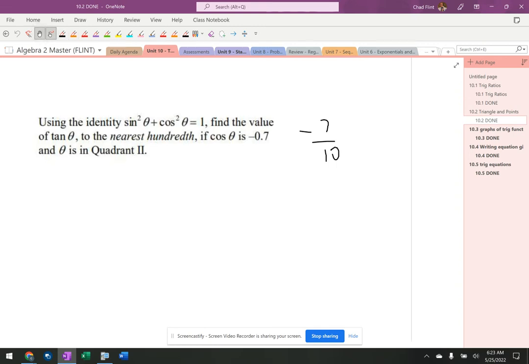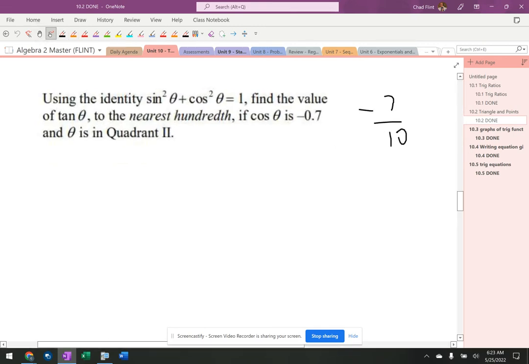All right, so here's another one of these problems that has sine squared plus cosine squared equals 1 involved with it, and then it says find the value of tangent theta to the nearest hundredth. So originally I was thinking I would use sine squared plus cosine squared equals 1, but then after I started playing around, I'm like, that's just going to give me cosine or sine, which is not very helpful. So what I really want to do here is take 0.7 and turn it into negative 7/10. All right, negative 0.7.